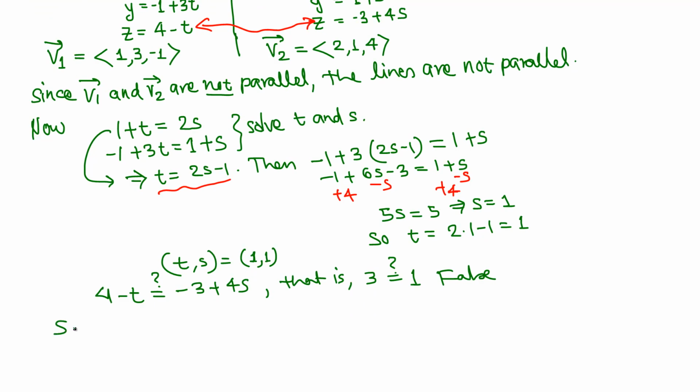So the lines are not parallel, and at the same time they do not intersect. They are skew. Okay, final.